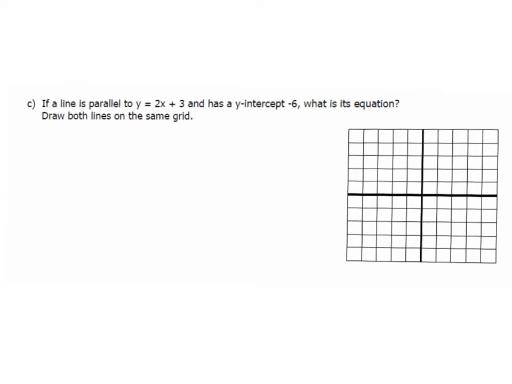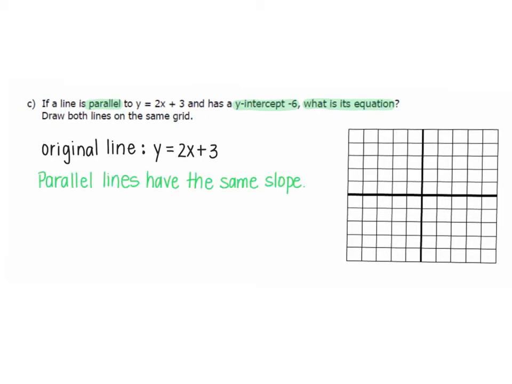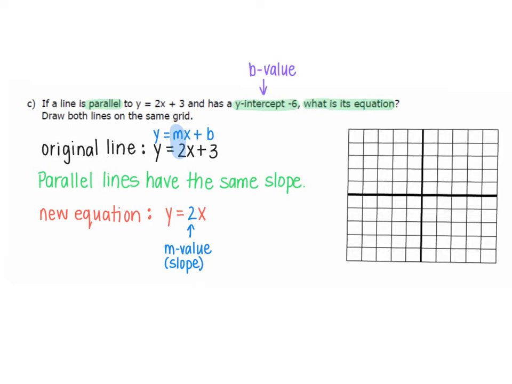Example C is asking us to find the equation of a line that is parallel to y equals 2x plus 3 and has a y-intercept of negative 6. We know that parallel lines have the same slope, so if our original line is y equals 2x plus 3, the m value is 2. This is our slope. So our new equation will need to have an m value or a slope of 2. The example also tells us that the new line is going to have a y-intercept of negative 6. This is telling us our b value. So our new equation, when we put those two pieces of information together, will be y equals 2x minus 6.